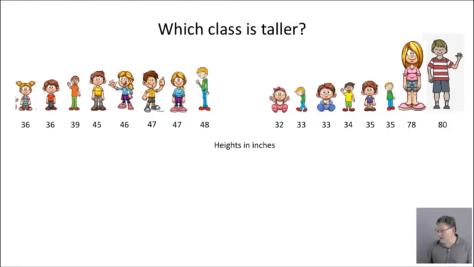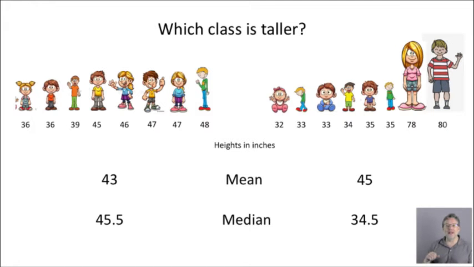Well, if I calculate the mean for each one of them, I have values of 43 and 45. Interesting. But if I calculate the median, I have 45 on the left and 34 on the right. So interestingly enough, when I take a look at the mean, then the class on the right actually would be considered taller. But if I look at the median, then the class on the left would be considered taller. So which one is right? And so that's something to keep in mind here.